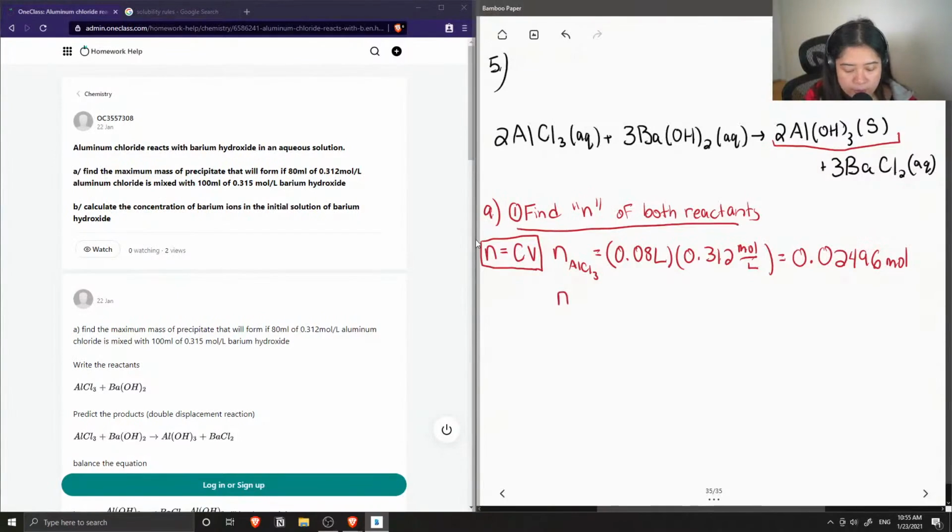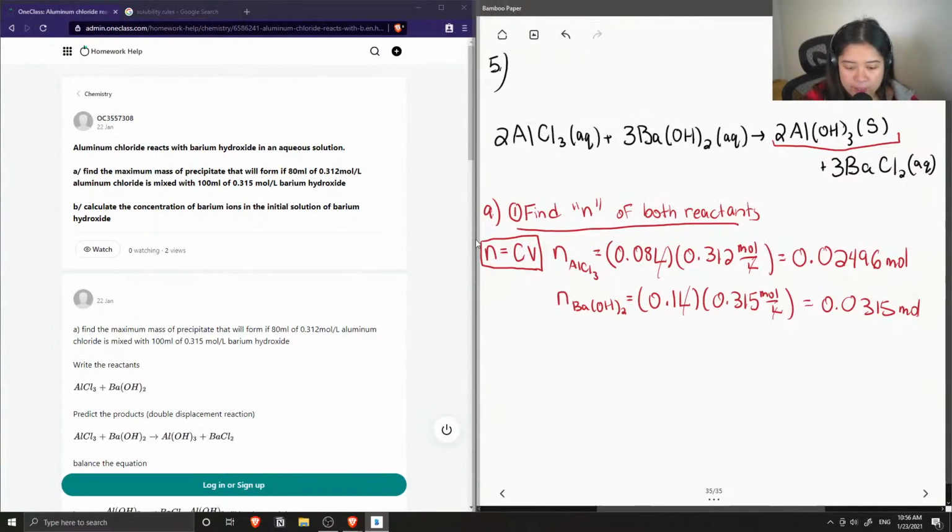And now for the number of moles of barium hydroxide, we do the same thing. So let's convert our milliliters to liters. So 100 milliliters is the same thing as 0.1 liters. And its concentration is 0.315 moles per liter. Okay, so if we multiply it out, you get 0.0315 moles.